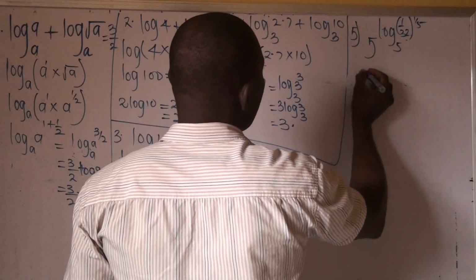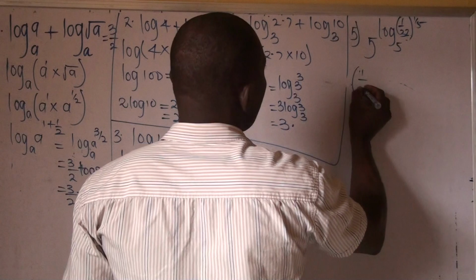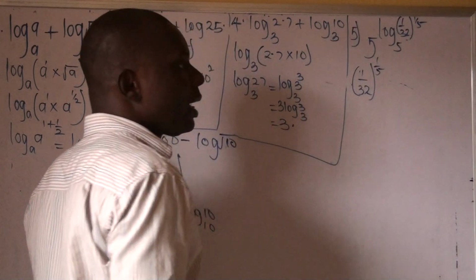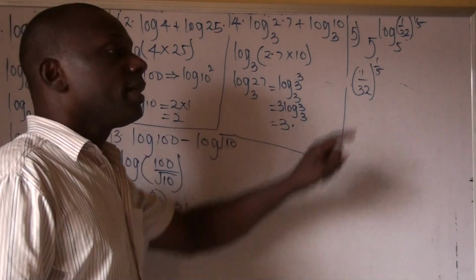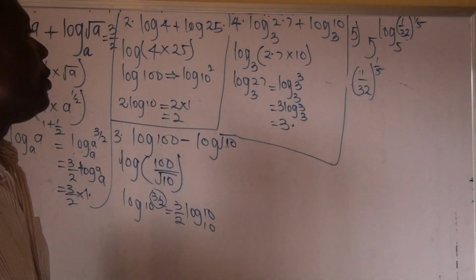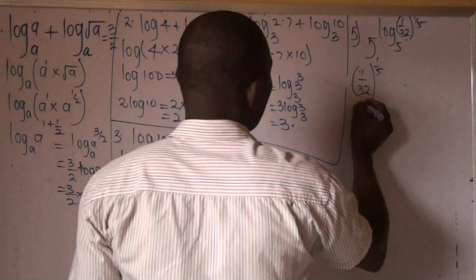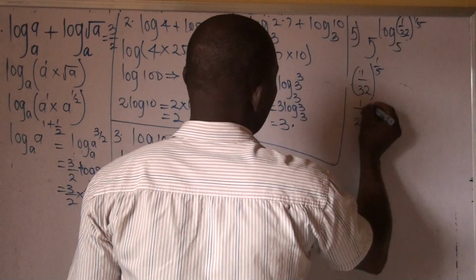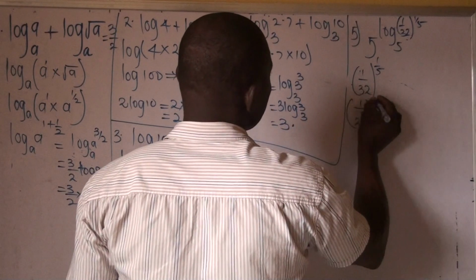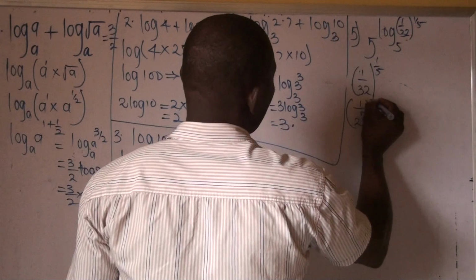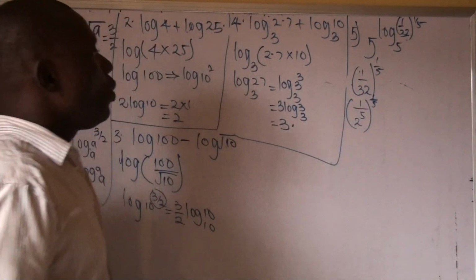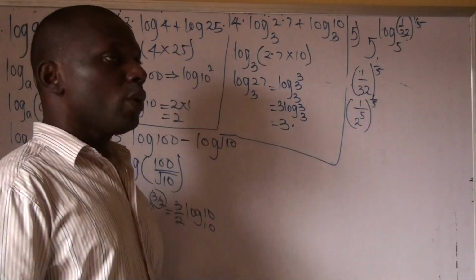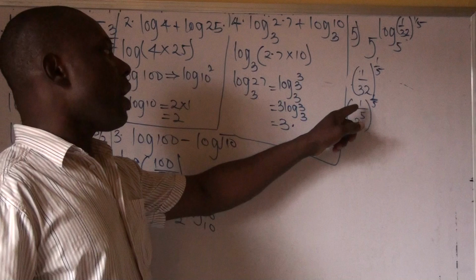So this becomes 1 over 32, all raised to power 1 over 5. And we recall that we can also express this 32 as 2 raised to power 5. So here we apply it. This is 1 over 2 raised to power 5, we close the bracket, raised to the power of 1 over 5. If we apply this, 1 raised to the power 1 over 5 will also give us 1. That is, the fifth root of 1 is 1.